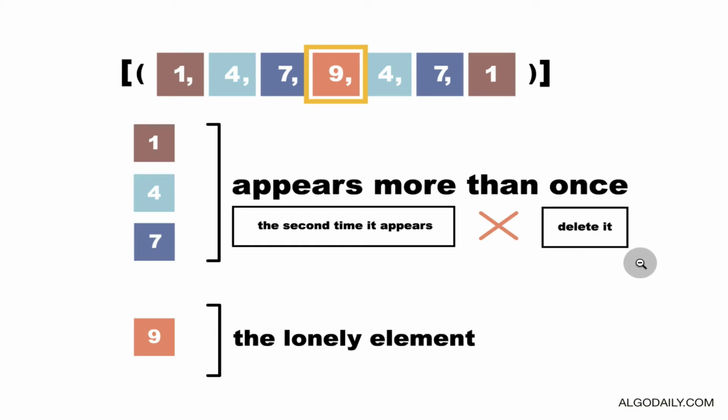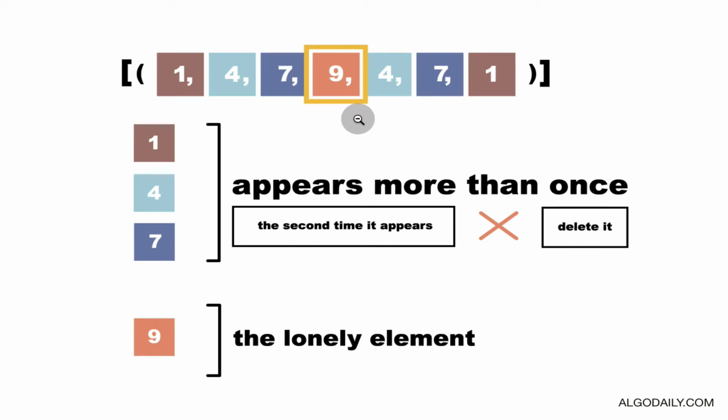Let's cover the lonely number problem. Suppose we're given an array containing a bunch of numbers. So here we have an array that looks like this. We have 1, 4, 7, 9, 4, 7, 1. The 1 appears twice, the 4 appears twice, and the 7 appears twice, but the 9 appears only once.